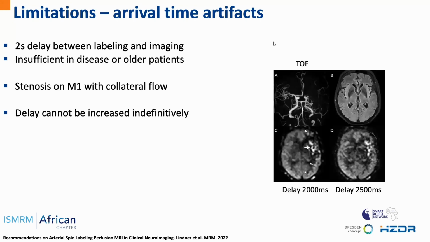As we can see in this example of a patient with stenosis on the M1 segment with collateral flow, the perfusion seems to be decreased here and here, but if we increase the delay between the imaging and labeling to 2.5 seconds, then suddenly we see that the tissue is nicely perfused and we can measure that.